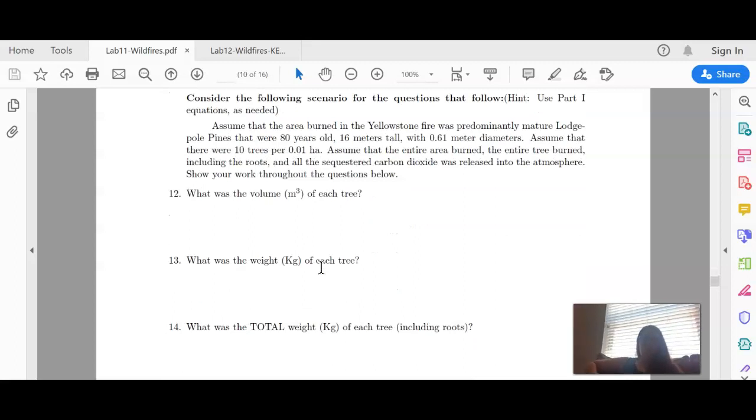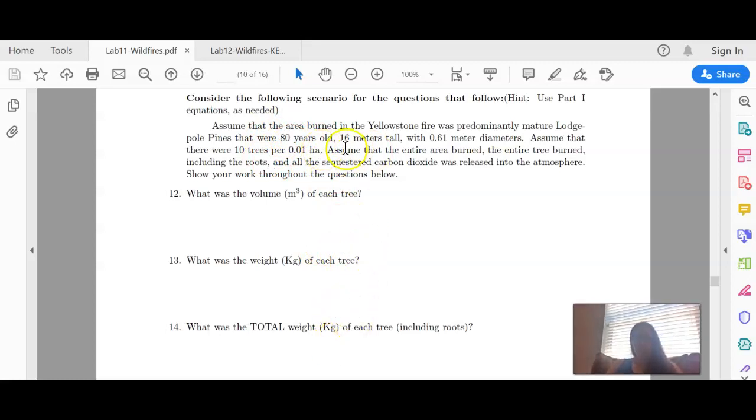All right. So consider the following scenario for the questions that follow. And here I hint that you are going to use a lot of what we used in part 1, meaning the equations that you used in part 1 in the lettered sections to complete that table. So assume that the area burned, and all of these things are assumptions that you're going to use in order to complete these questions as well.